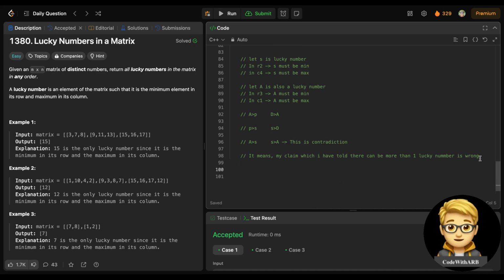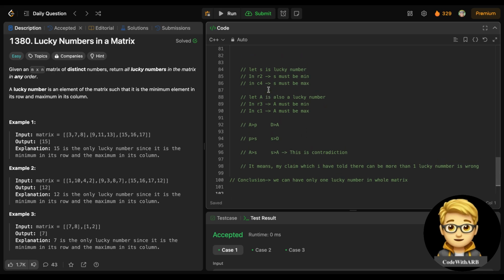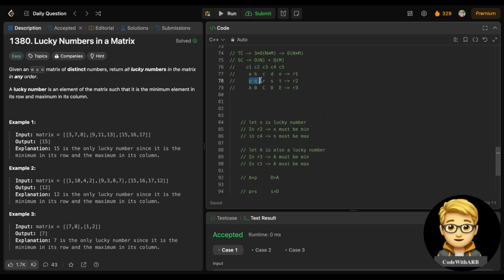The conclusion is that we can have only one lucky number in the whole matrix, right? Okay, one thing is sure, that we have one lucky number, but how will we find it? So if you see, we need to find the minimum in the row but the maximum in the column, right? Minimum in row and maximum in column.